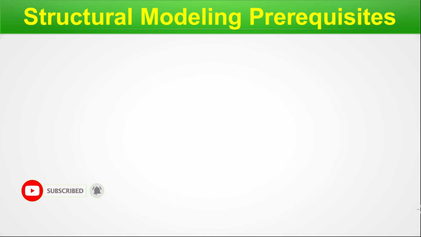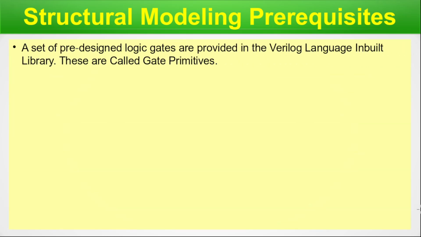Structural modeling prerequisite. Structural modeling needs a few prerequisites which come along with the Verilog language and with the simulator. So the simulator you are using has to support the prerequisites. What are the prerequisites? A set of pre-designed logic gates are provided in the Verilog language's inbuilt library. These are called gate primitives. So let me stress here, this is the Verilog language inbuilt library. So this comes along with the language. You don't have to create it. You have to learn how to use it. And these are generically called the gate primitives.